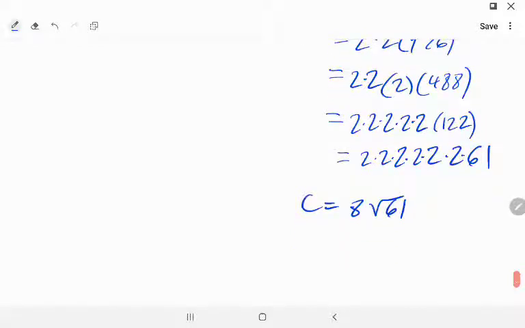And so we know that'll be a little bit less than 64, because we know square root of 61 is between 7 and 8, and closer to 8 than 7.